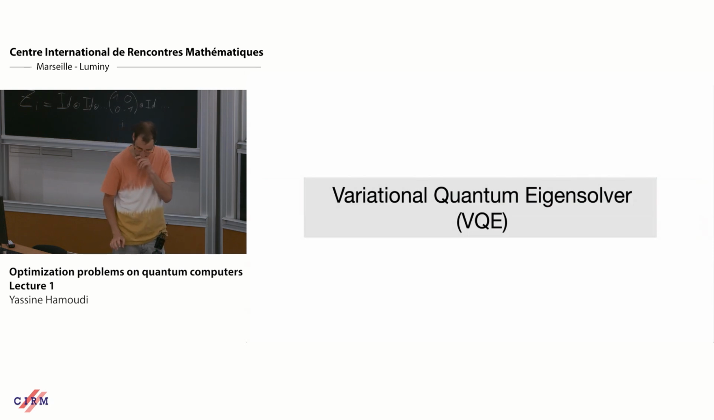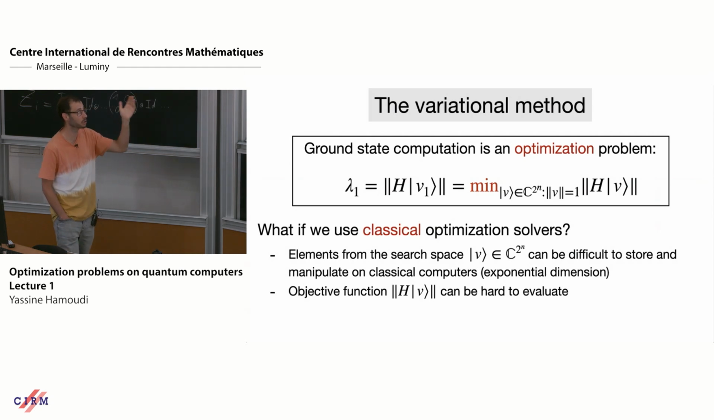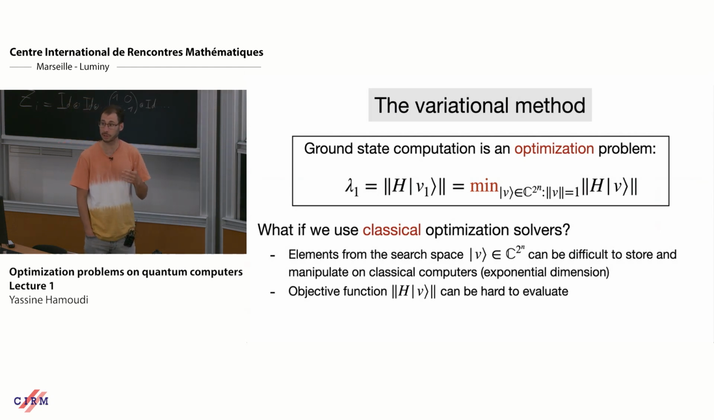So let's start with the variational quantum eigensolver. We are back to the optimization problem for a Hamiltonian. And you may ask, why don't we try to use a classical optimization method? Before using a quantum one, why don't we use a classical one? Well, there are some obstacles that you immediately face. One is that the search space is extremely large. You want to optimize over vectors of dimension 2 to the n, so you have exponentially many parameters. Even storing the state in your memory would not be possible.